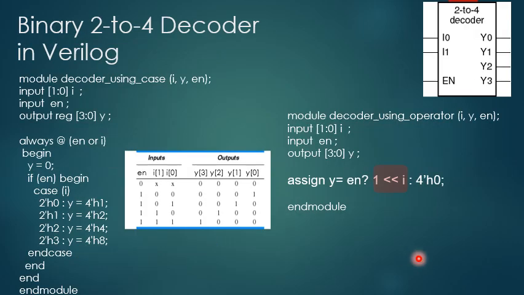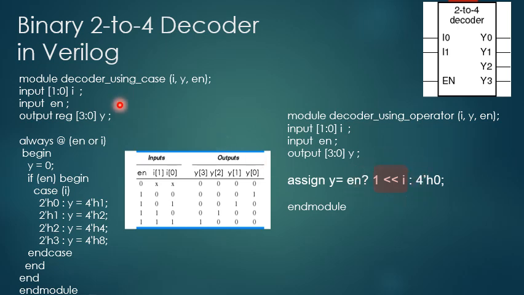In Verilog, you can describe the 2 to 4 decoder using either the procedural block as shown on the left side here, or you can use the continuous assign statement with the support of the conditional operator.